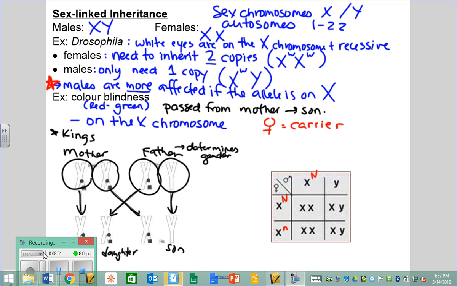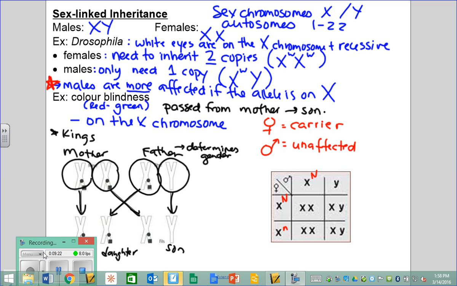Does she have color blindness? No. She needed two copies of the recessive allele to actually be colorblind. But she has a copy of the allele. She could pass that on to her children. The father, we would say in this case, is unaffected. He only has one X chromosome, and he has the normal allele, so he does not have red-green color blindness.